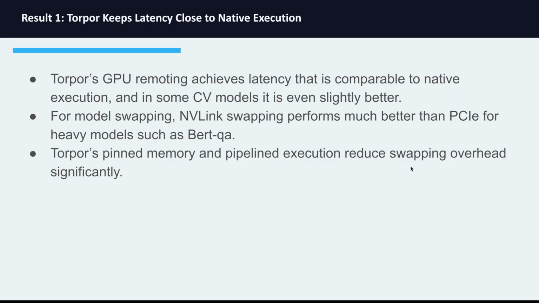So these results matter because the whole system would fail if swapping models into GPUs made inference too slow. So the paper shows that Torpor is still fast enough for practical use.